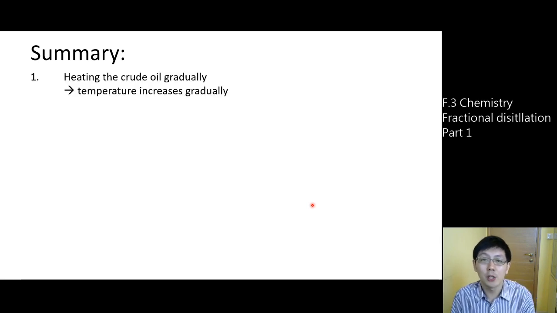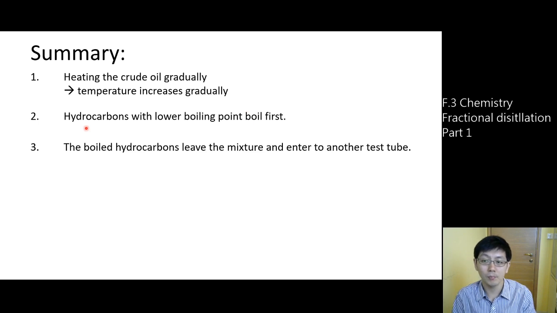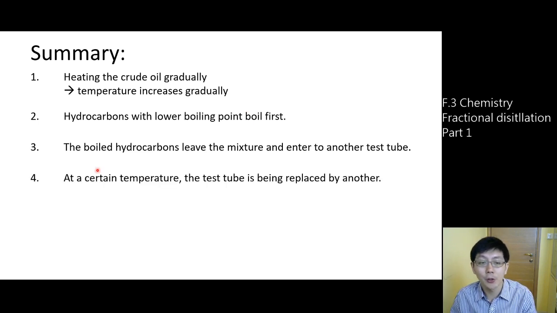First thing, we're heating the crude oil gradually. So the temperature increased gradually from 25 to 40 to 70, 100, 200, and so on. The hydrocarbons with lower boiling points, of course, boil first because the temperature reaches the boiling point of these substances first. These boiled hydrocarbons leave the mixture and enter another test tube. The key is, at a certain temperature, I replace the test tube with another test tube.